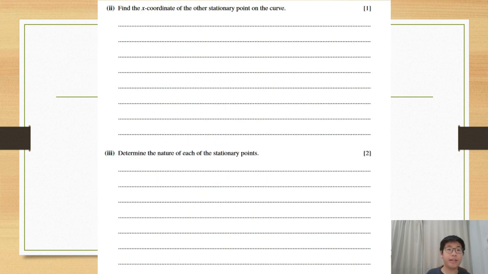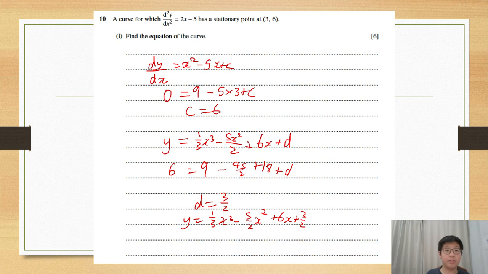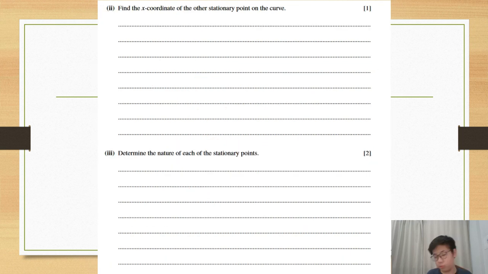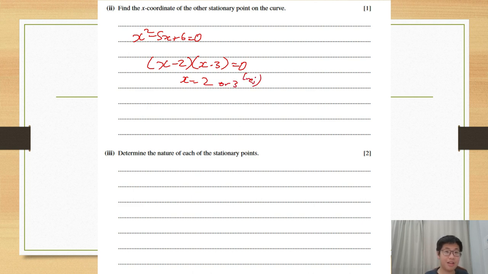Find the x coordinate of the other stationary point. So x squared minus 5x plus 6 has 2 roots. So x squared minus 5x plus 6 equals 0. And then we use factorization. Factorization is simple enough for this question. x equals 2 or 3. We reject 3 because we've already solved it before.